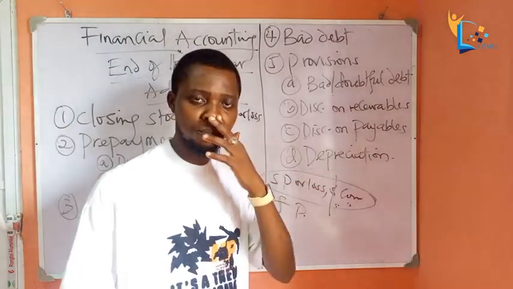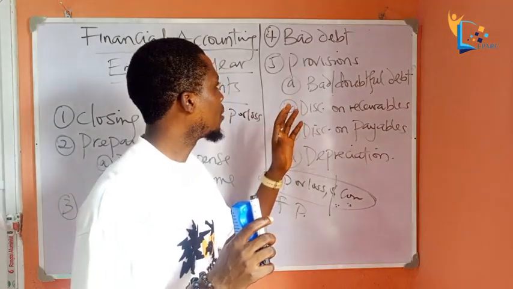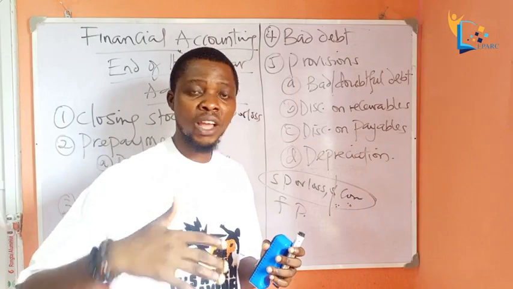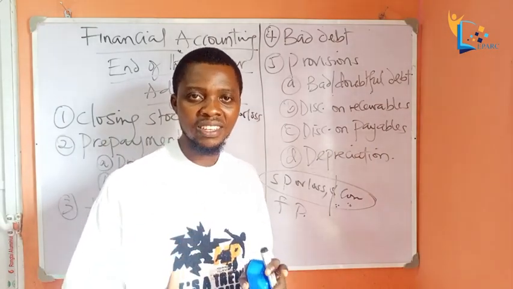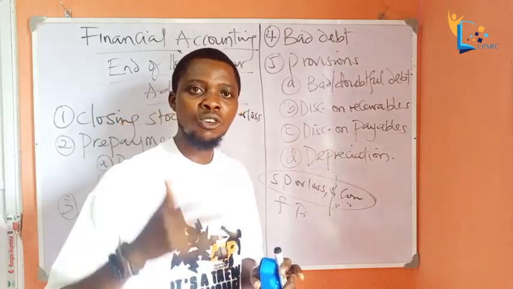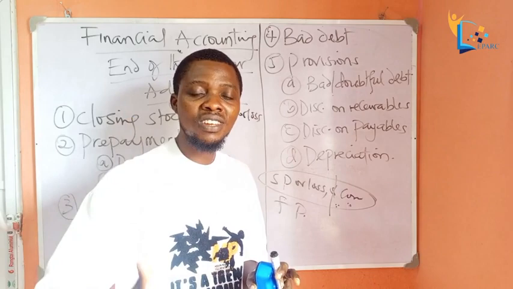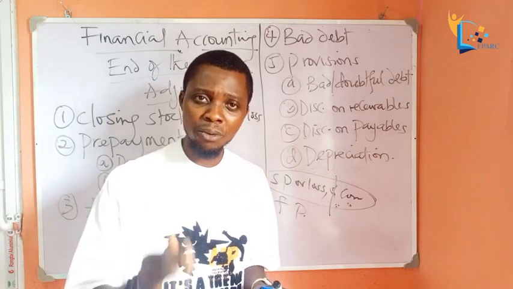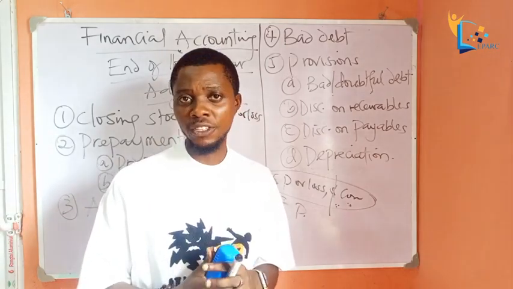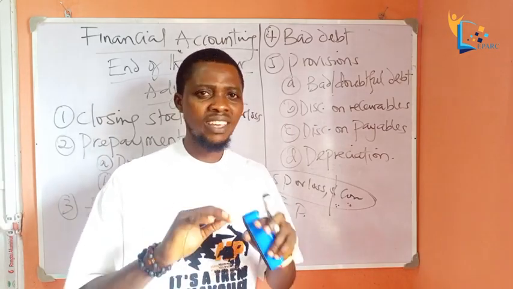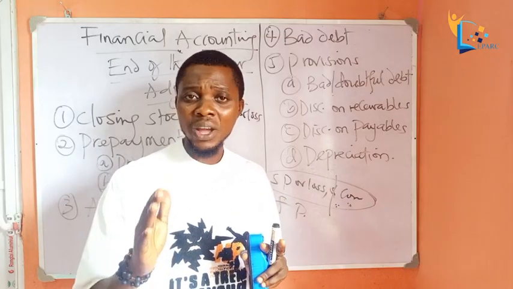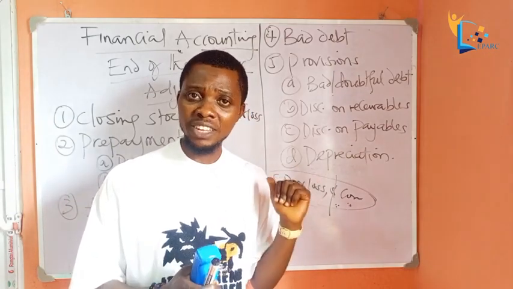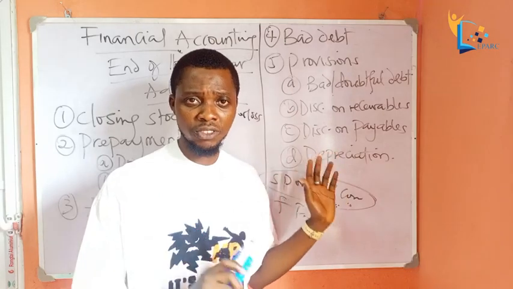Then lastly, we have depreciation, provision for depreciation. For plants and machinery, machines or equipment you use for your business, you are supposed to set aside some amount of money to cover the used life of those equipments and machines. It's called provisions. You have to make provisions for them. Depreciation itself is a whole topic on its own. In a subsequent class, we are going to treat depreciation in full. But for the purpose of this adjustment, let's just understand what the provision for depreciation is.